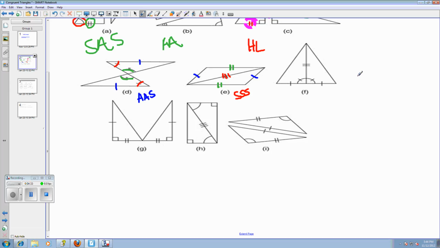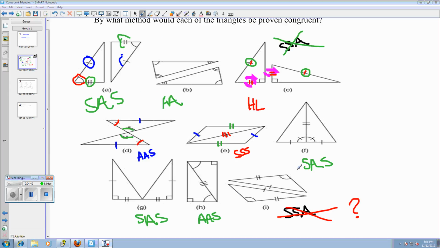Take a minute and look through F, G, H, and I and see if you can figure them out yourself. Alright, so how did we do? In F, you should have had SAS for side, angle, side. And in G, you could have had side, angle, side, or used one of the right triangle postulates. Side, angle, side is probably the more common one, though. And for H, you should have had angle, angle, side as the postulate that proves those two triangles are congruent.